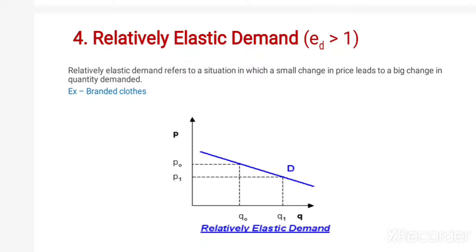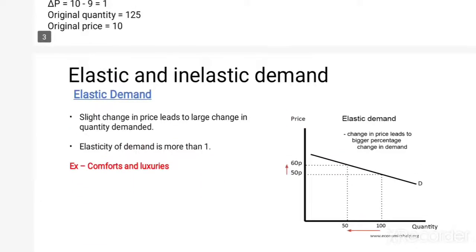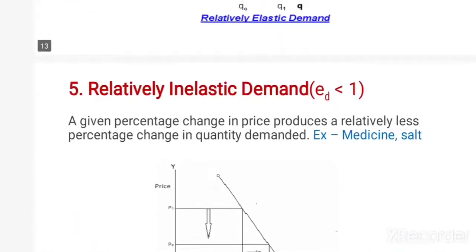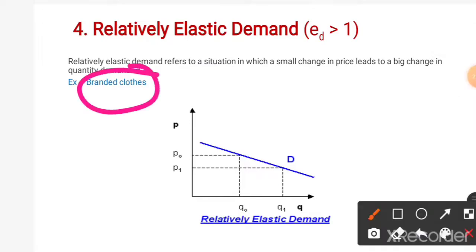Let's talk about the fourth point, that is relatively elastic demand. Students, relatively elastic demand is the same as your elastic demand. It is a situation in which a small change in price leads to a big change in quantity demanded. This we have already studied in the first topic, elastic and inelastic demand, so it is almost similar to that definition. Here, see the example of branded clothes. Even though there is a little change in the price of branded clothes, your quantity demanded will change, because in the market there will be many brands, you will have more options and you will go to some other brand. If they increase the price, your quantity demanded will also change by a large amount.